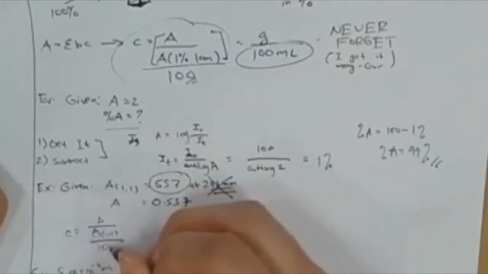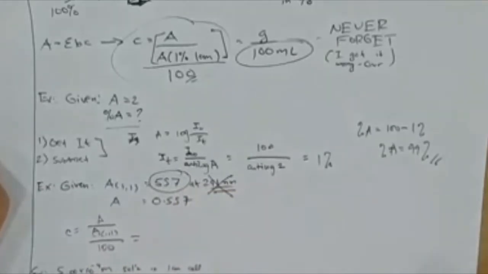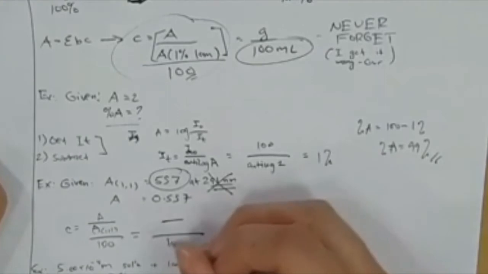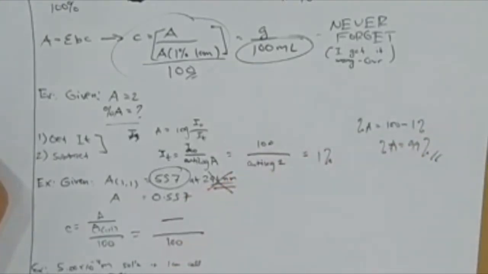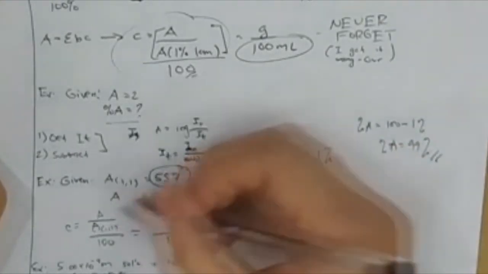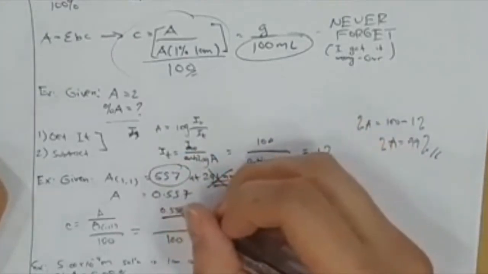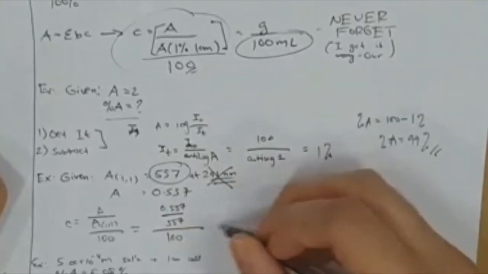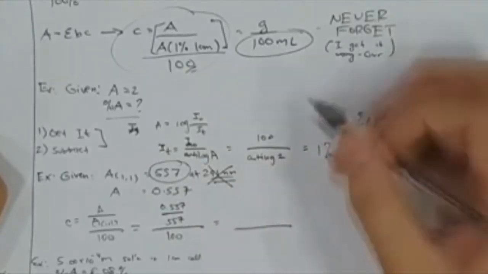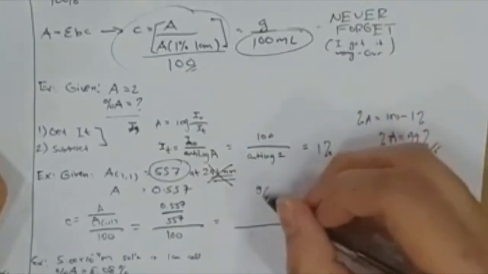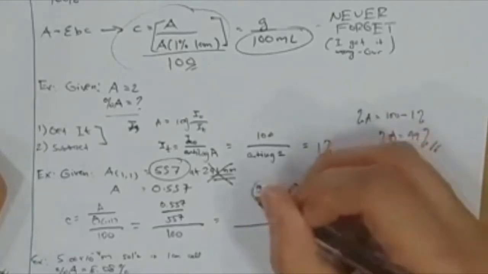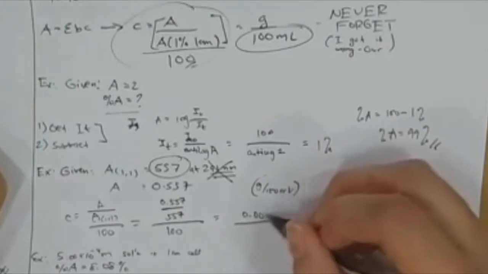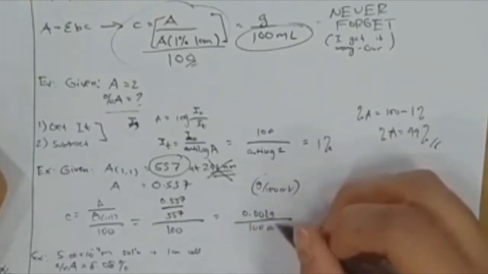When we have these formulas in pharmacy, most of the time we just plug in the values. The real challenge is knowing which value is which, because sometimes they use very confusing words. So here we have absorbance of 0.557. Plug in your 557. Here is 100. So if you're asked to look for grams per 100 ml, you do not divide by 100. You simply get this value per 100 ml.